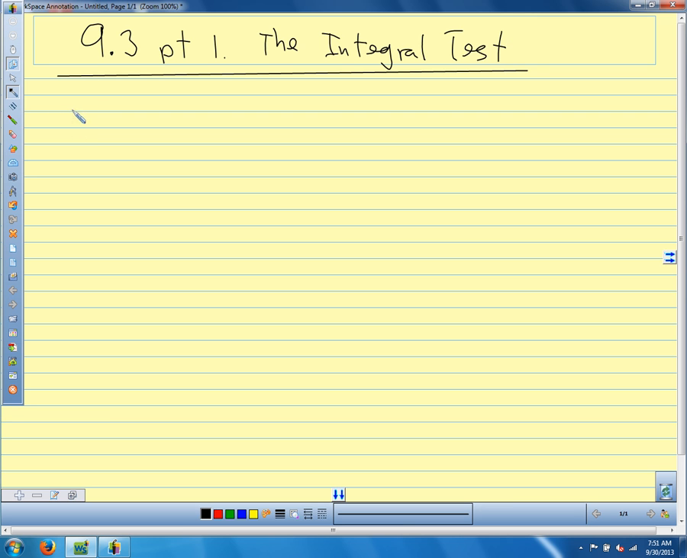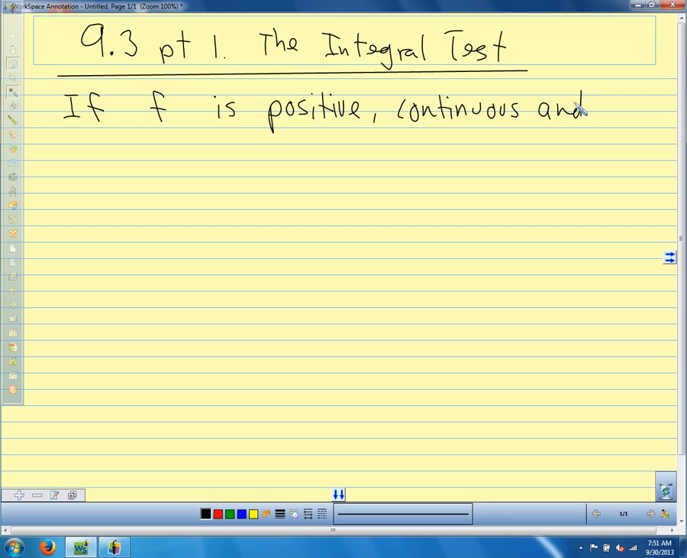So we have a function, and we have several conditions on this function. If f is positive, continuous, and decreasing. That third one is the one that people usually forget about. For x greater than or equal to 1. We said our sequence was defined for positive integers, so we're usually talking about the positive integers.